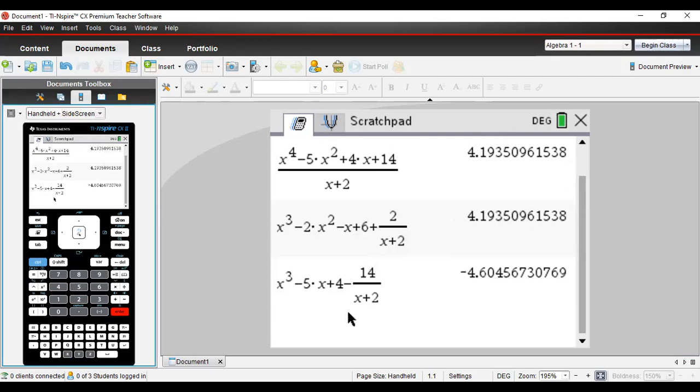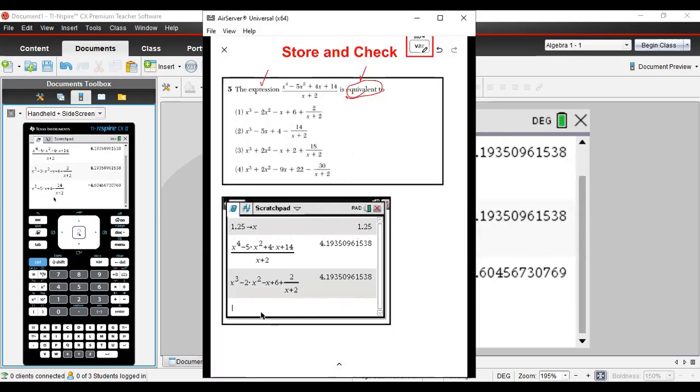But if I go back to my answer choice, I know that this is the answer because it matches exactly. Boom, we're done. That's as easy as I can make it. That's what you guys should be looking for. You should be looking for the word equivalent. You should be looking for the word expression. And basically, you're going to store numbers and check to find the one that matches.